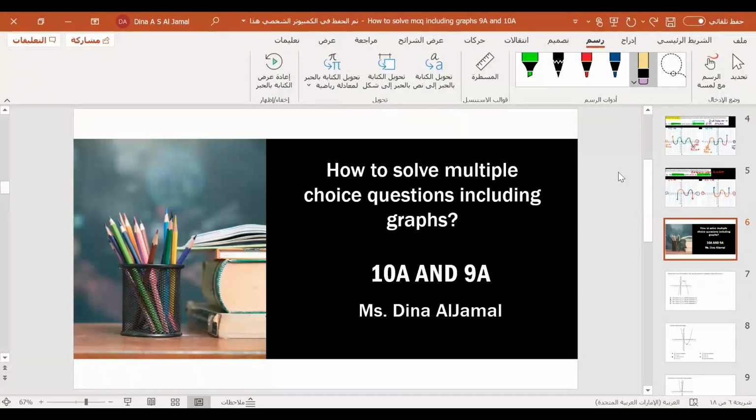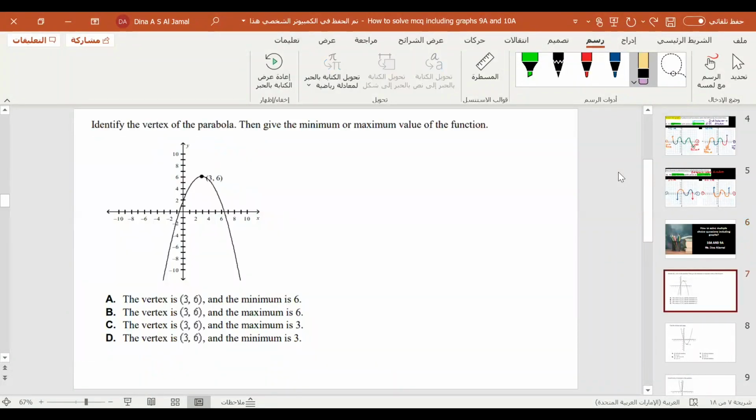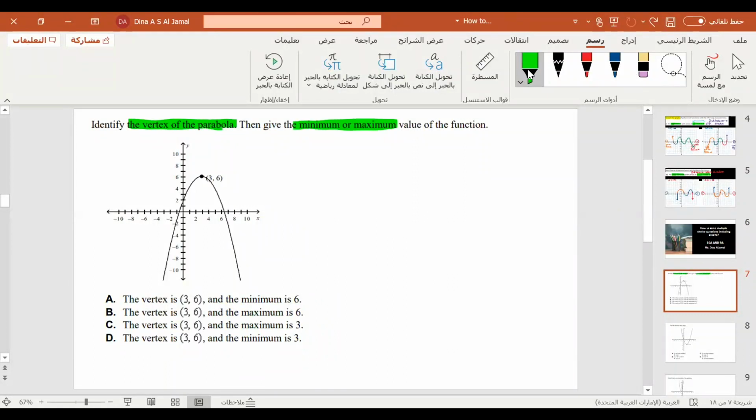Hello again, everyone. In this video, I will be helping you to solve multiple choice questions, including graphs, in less than 5 minutes. So here, he's asking you to identify the vertex of the parabola and to give the max or minimum value. Whenever you have such a graph, always look at this point. Do not go to another internal point on the graph.